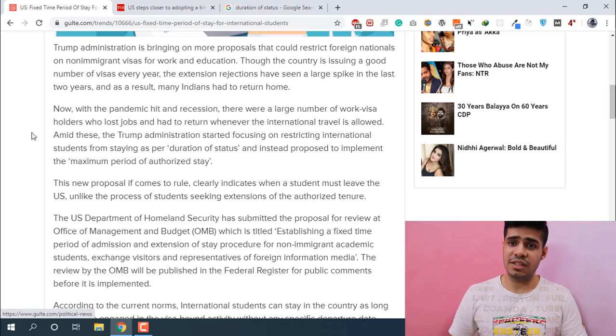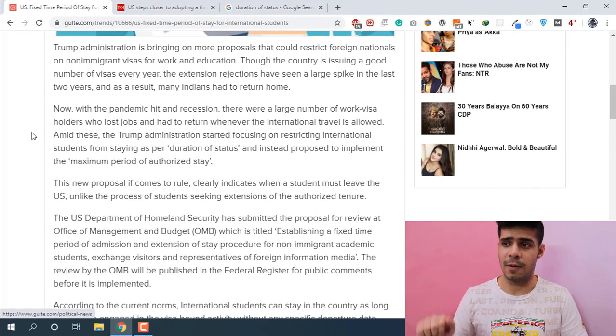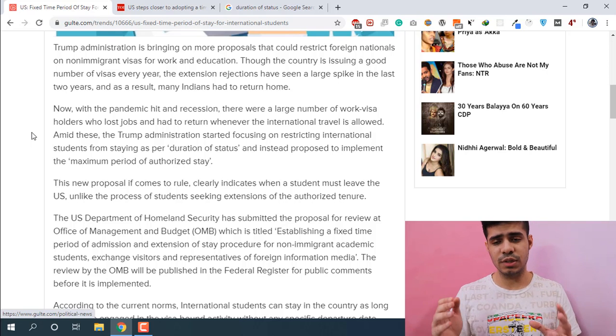So DHS, that's the Department of Homeland Security, has actually sent out a proposal to OMB, that's the Office of Management and Budget. The head of OMB actually reports directly to the president, that's President Donald Trump in this case at this point of time. And what they're saying is, hey, establish a fixed time period that, after this time period, after these many years, you have to leave. There's no other option.